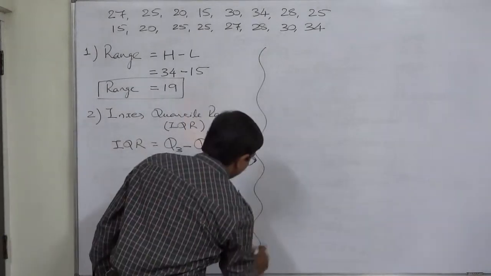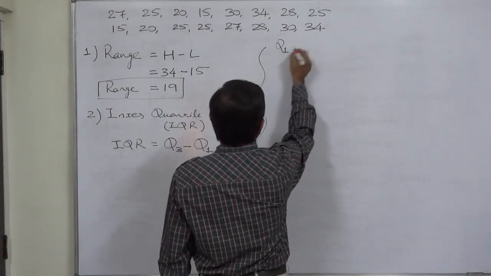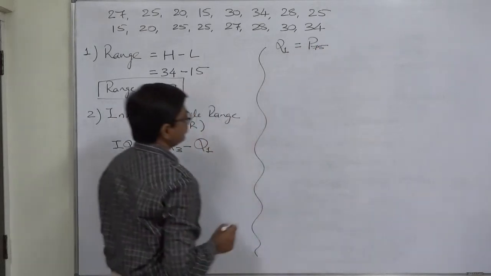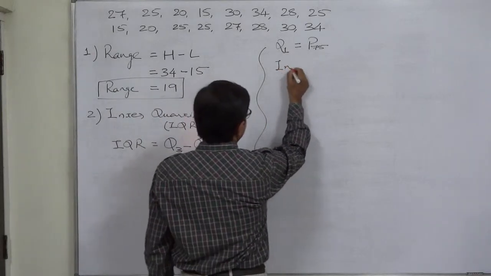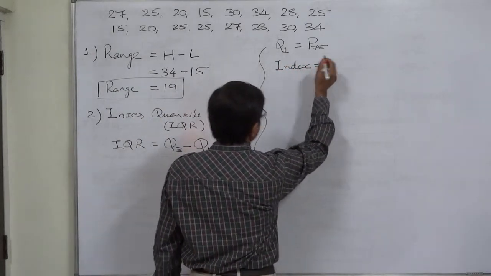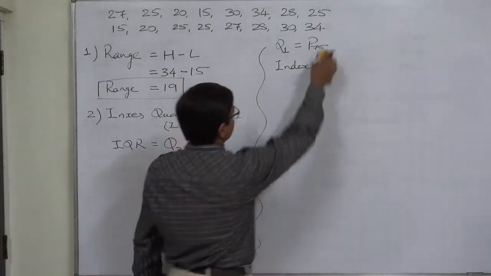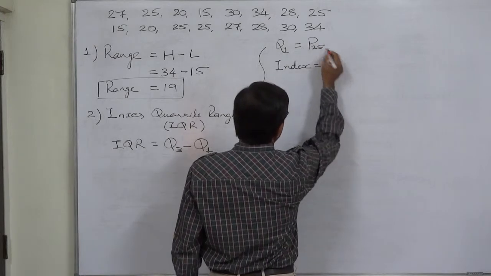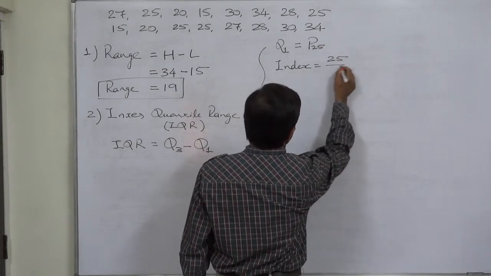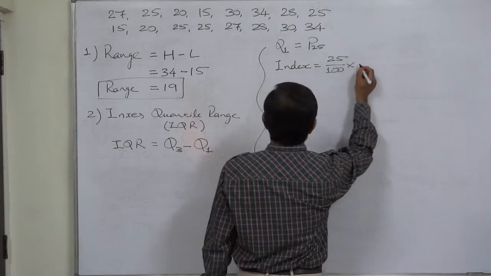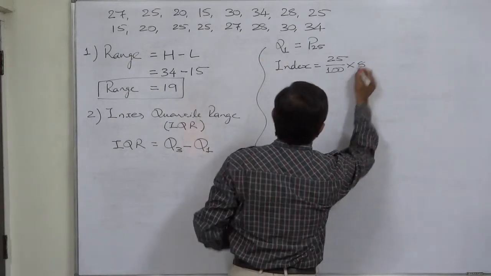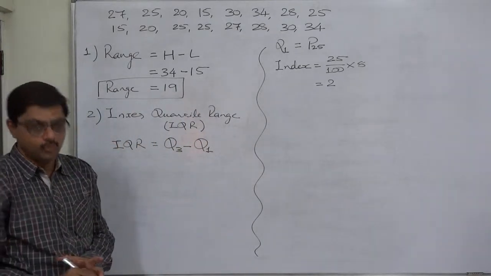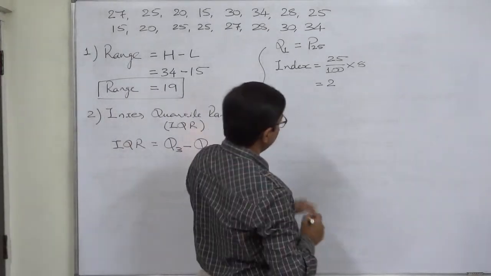First of all, we have to find out Q1 and Q3. Let us find out Q1, or say P25. First we have to calculate the index. An index for P25 is 25 by 100 into n, that is 8. So the index comes to 2. When the index is 2, that means the index is an integer value.